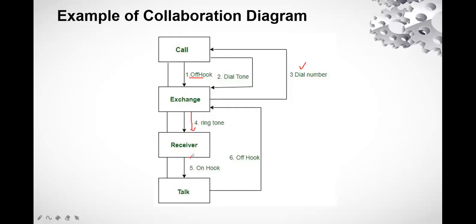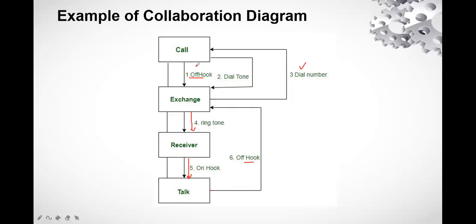After that, the call will be connected, and we have defined it as on hook. That means the call is connected, so we are going to talk to the receiver. Then after you have finished talking and you are done with the communication, you are going to off hook the receiver. So the talk will be disconnected through the exchange. And all these are interacting with each other. So this is how the messages work.